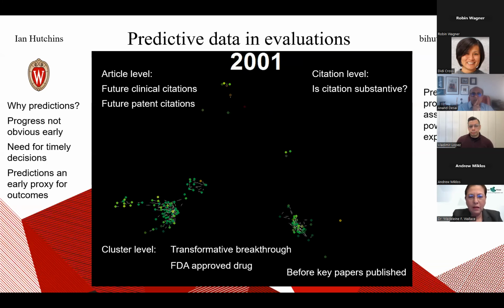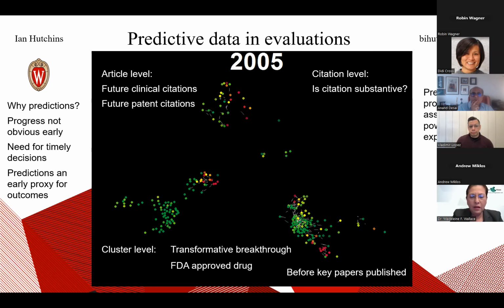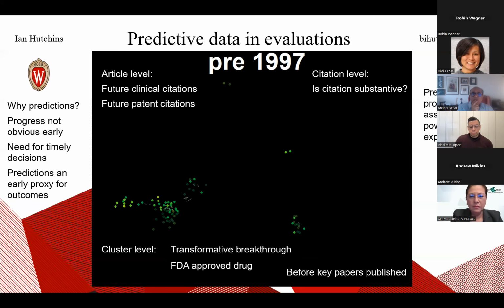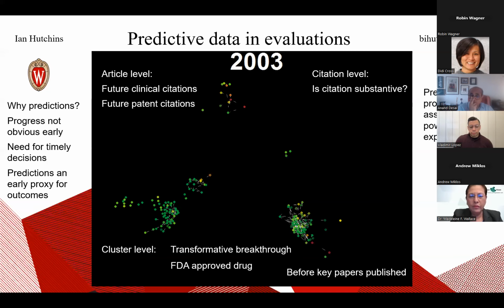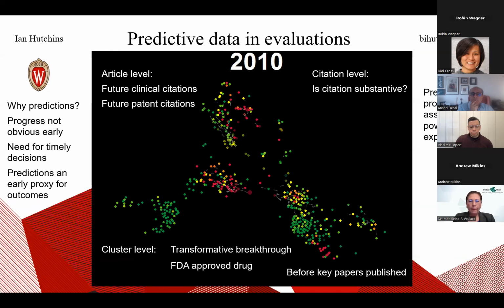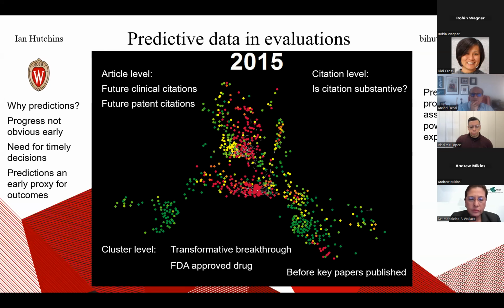And you might ask why. The reason you might use predictions in evaluation is that progress might not be obvious early on in a project or endeavor, but there might still be a need for timely decisions. And in this situation, if you have an accurate enough system, predictions can serve as a proxy, an early proxy for important applied outcomes of the program.